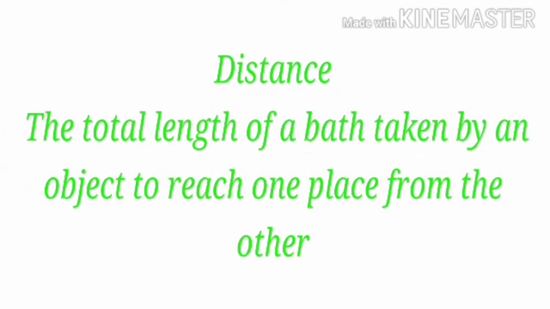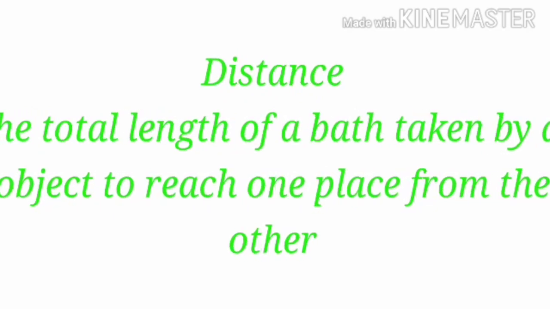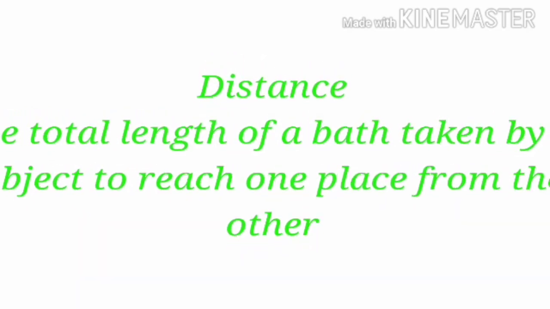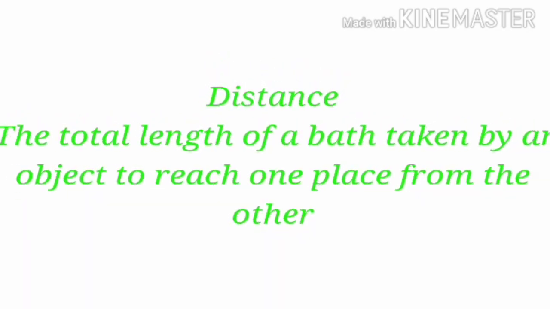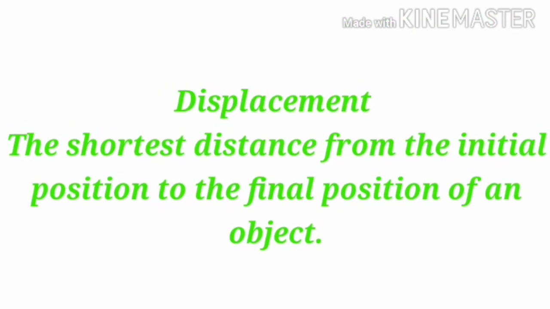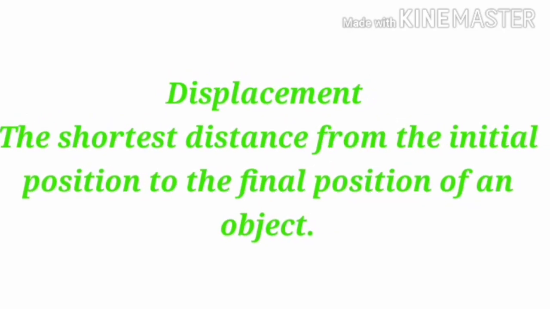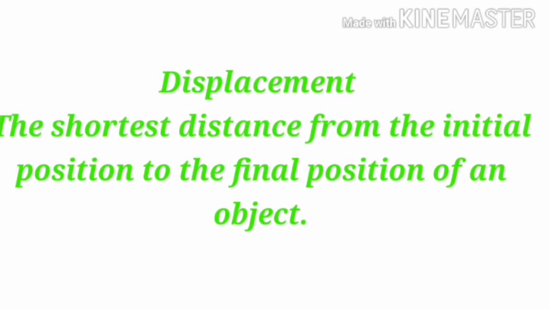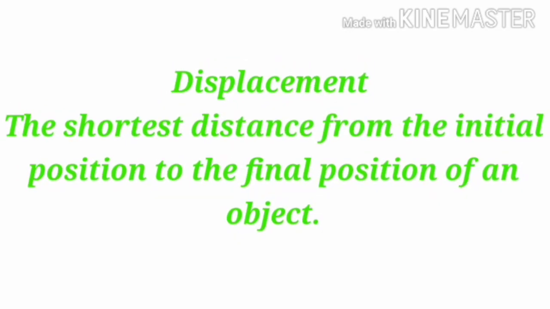First, distance. The total length of a path taken by an object to reach one place from another is called distance. For example, the distance between your house and school. In that, you move from your house to school. So, the path taken by you is called distance. Next, displacement. Displacement is the shortest distance from the initial position to the final position.